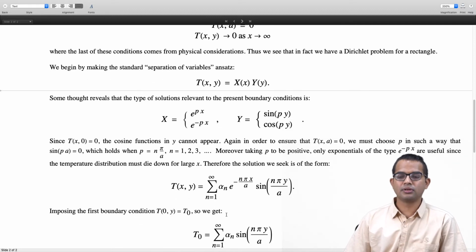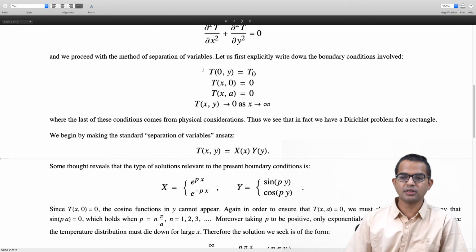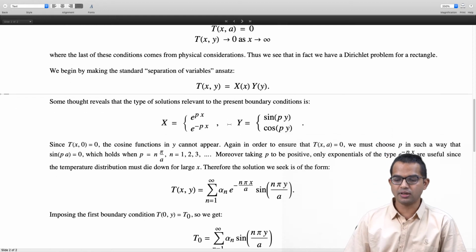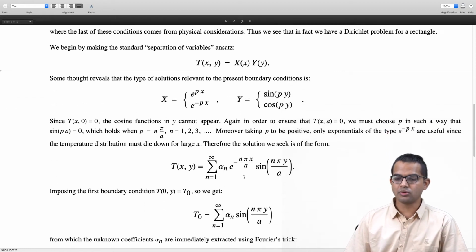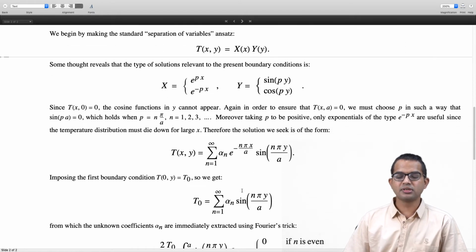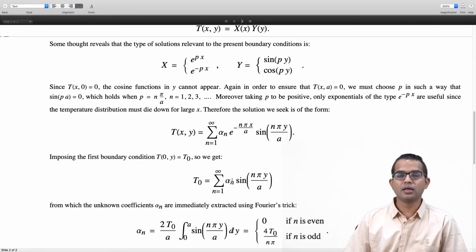And to do this, we bring in the final boundary condition, which is actually the first boundary condition here, which is T of 0 comma y is equal to T naught. So the left end is maintained at T naught. So T naught must be equal to, when you put x equal to 0, the sum of alpha n times sine of n pi y by a. So this can immediately be worked out using Fourier's trick. You just multiply on both sides with the appropriate sine of n pi y by a if you are interested in extracting this coefficient alpha n.